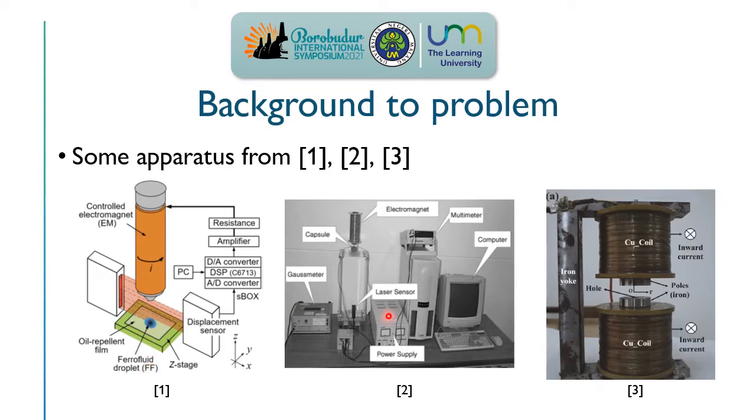In the second, we see a capsule, and this is the electromagnet. This is controlled by the computer, and this is a sensor to know the levitation. And this is using a coil. This is a copper coil, and this is a 2-cylinder.